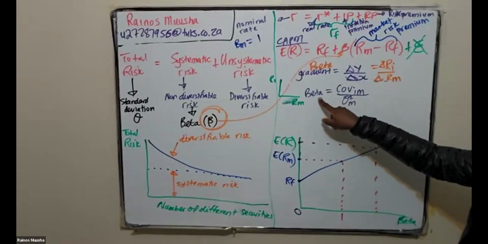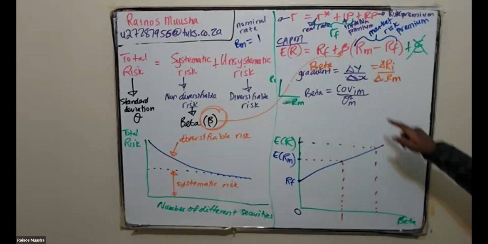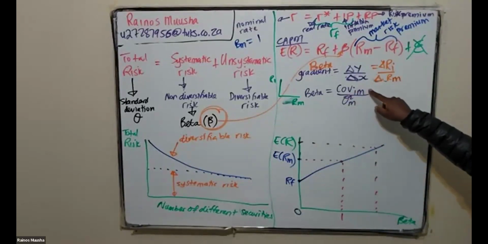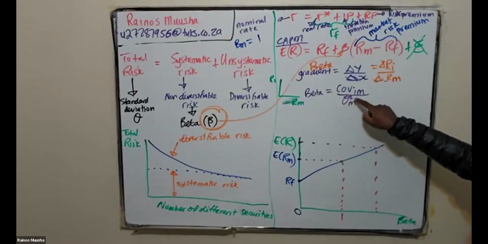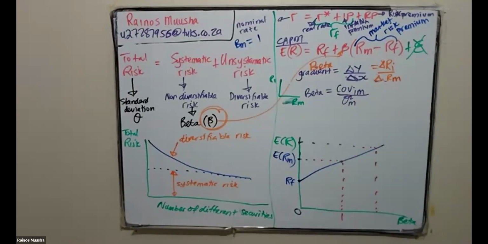So the beta can also be given as the covariance of the asset and the market divided by the standard deviation squared of the market. And the standard deviation squared of the market is basically your variance. Are we on the same page?